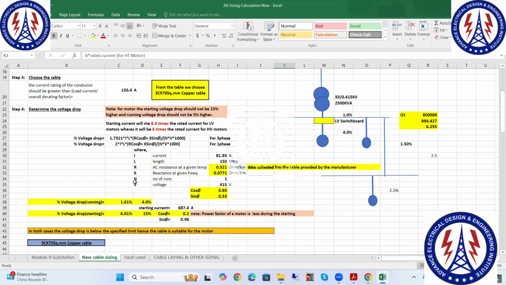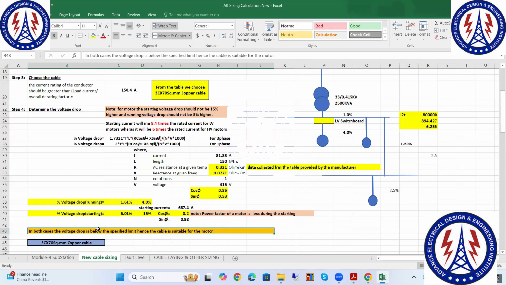So in the running condition and voltage drop, my 3-core 70 copper cable is okay. Any question on this sizing? We are sizing this LV cable based on the load. I hope this is clear. Yes, sir. I have one question.